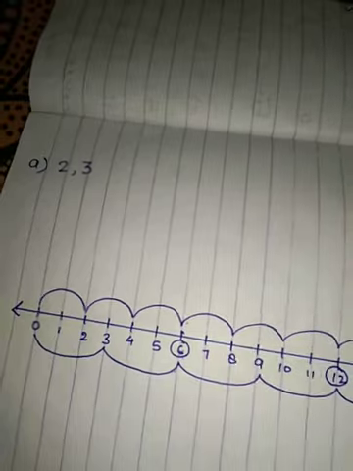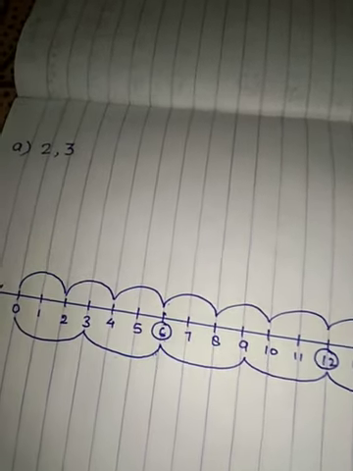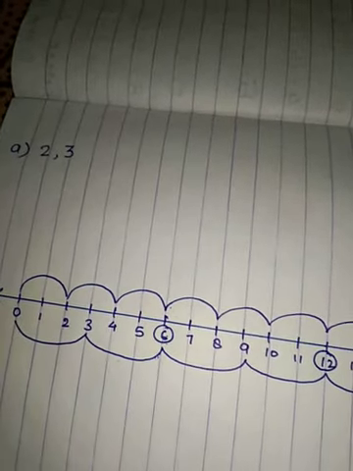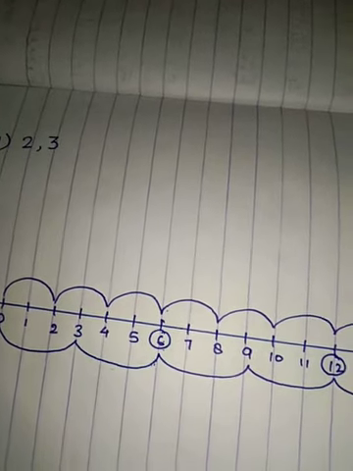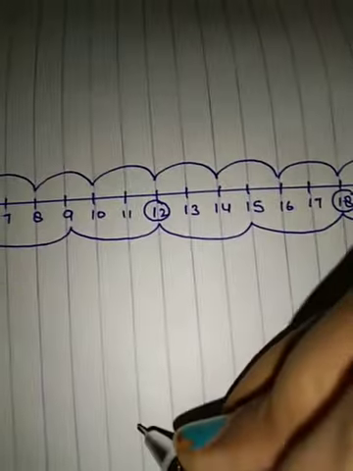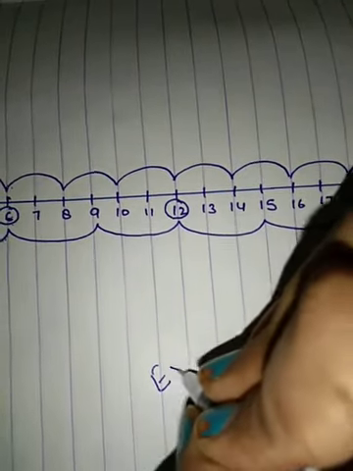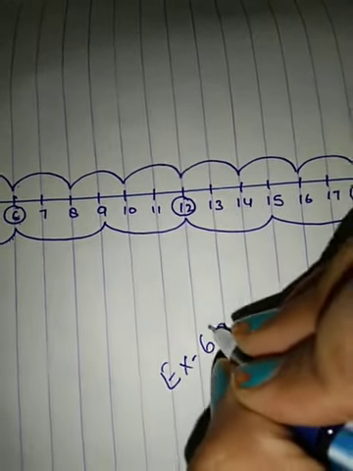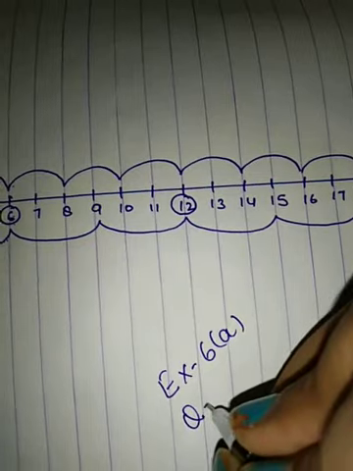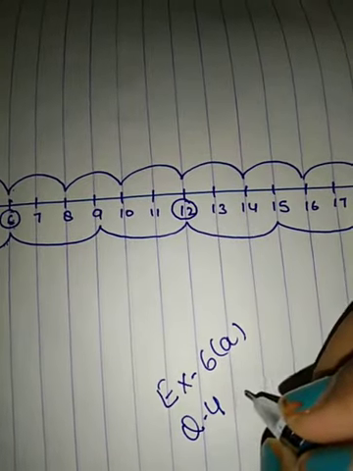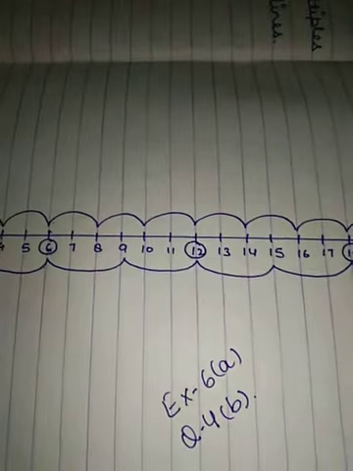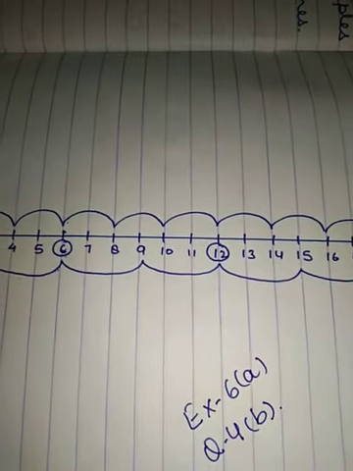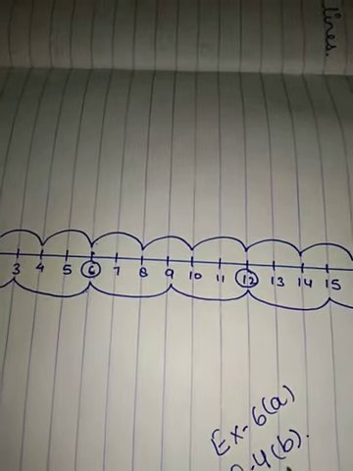So children, your today's homework is you have to do question number B of exercise 6A question number 4 in your classwork copy. I am writing here also exercise 6A question number 4 B. You have to do it in your copy. ठीक है, 6A का question number 4 का B you have to do in your classwork copy.